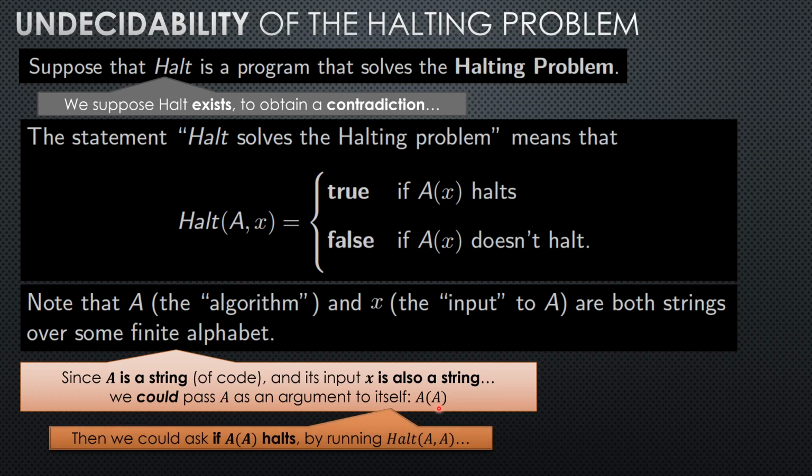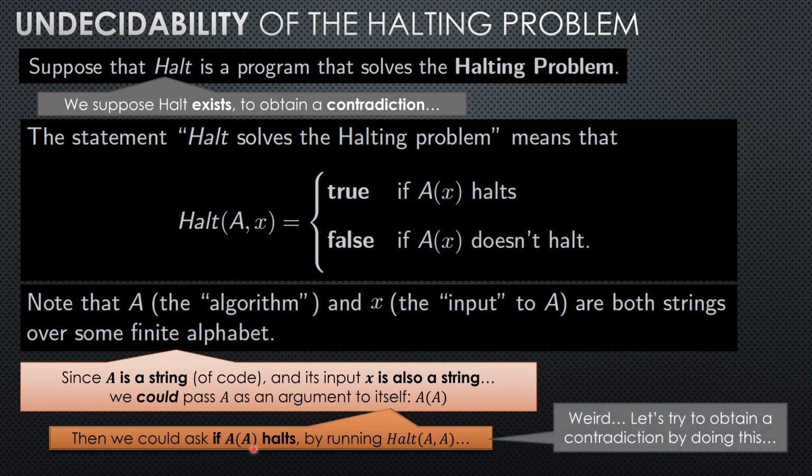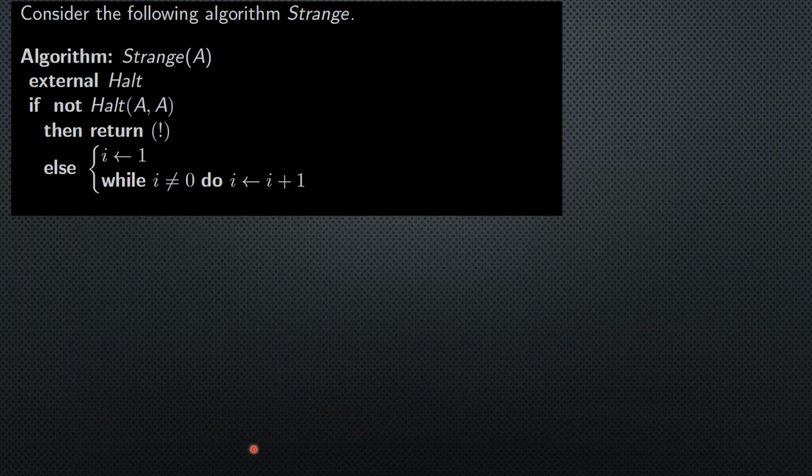Well, okay, here's another weird thing we could do that will seem totally unmotivated, but in the end will help us prove that this halting problem is undecidable. If we could feed A to itself, then we could use halt of A comma A to ask the question, does A of A halt? Okay, this is really weird. Why the heck would we want to do that? Well, let's try to obtain a contradiction by running halt of A comma A.